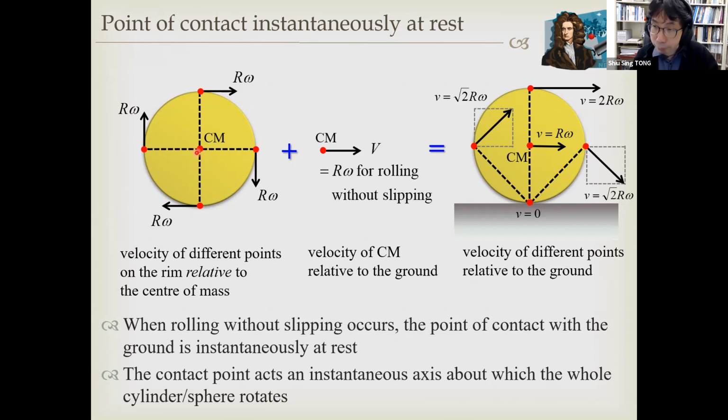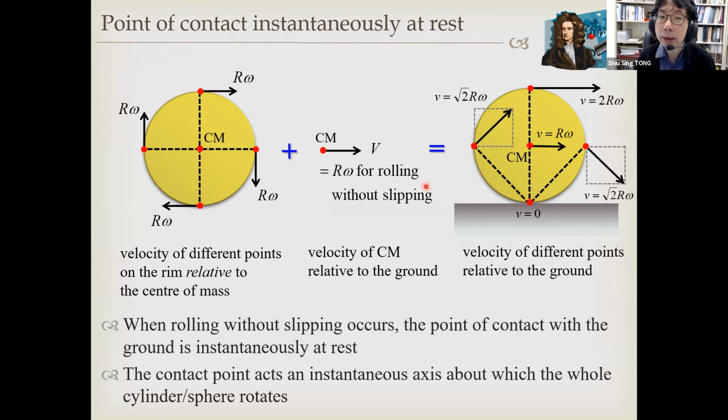So rolling without slipping on the horizontal surface can be thought of as a combination of these two motions. The first motion is the pure rotation about the center of mass. The second motion is the translational motion of the center of mass relative to the table. When combining these two motions, we have a pure rolling of that circular object along the horizontal table.